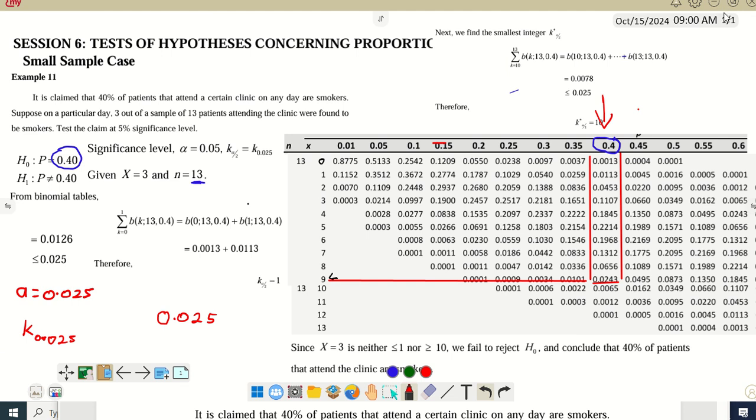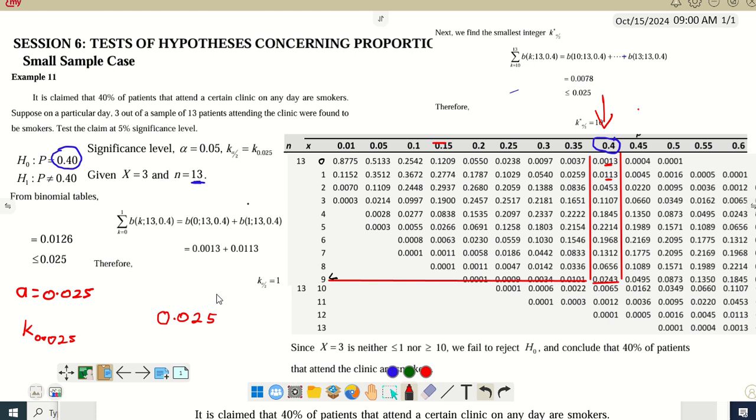So let me use the calculator here. We are adding from the top. So let's begin to add from the top. Let's add this, then we add this. We keep adding until we get to a value which is very close to 0.025, so that if we add another value to it, it will go beyond that. At that point, we have to stop.